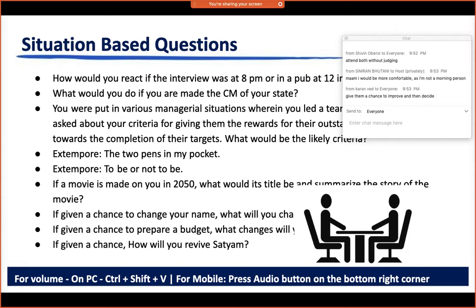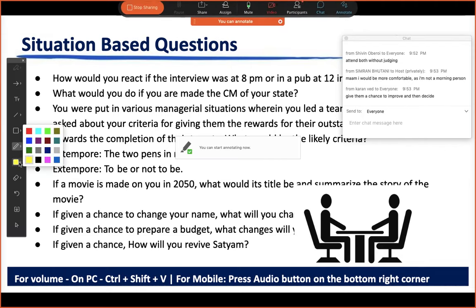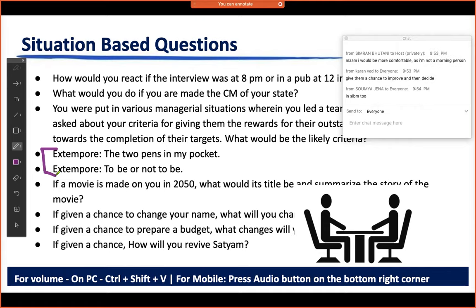Okay, now let's talk about, like, even in the beginning you all spoke about an extempore, which is very common coming in your CAP. I think everybody's getting those extempores, even in IIM Rohtak, right? So here, these are abstract random topics. Let's see, the first topic is the two pens in my pocket. Wow, that's so abstract, right? So now it's all about me. What do I talk on this for a minute, right?